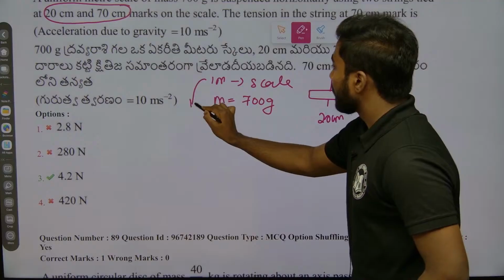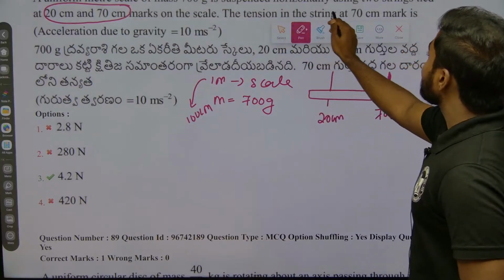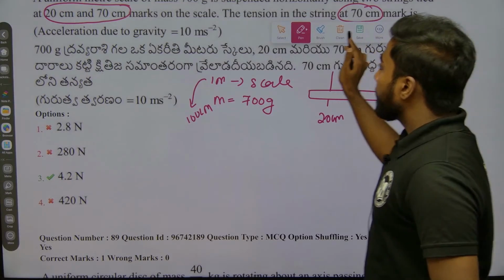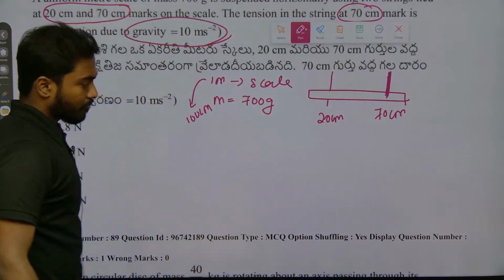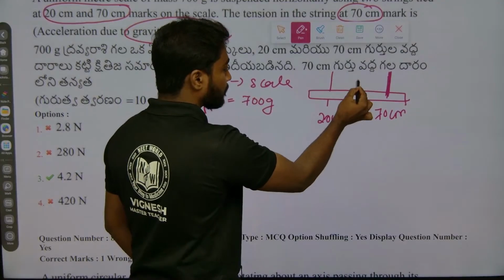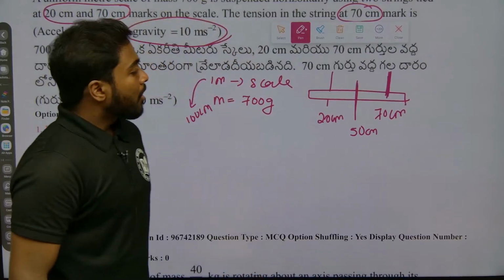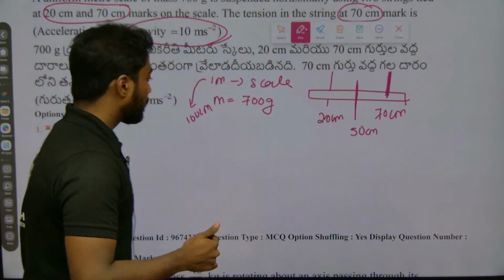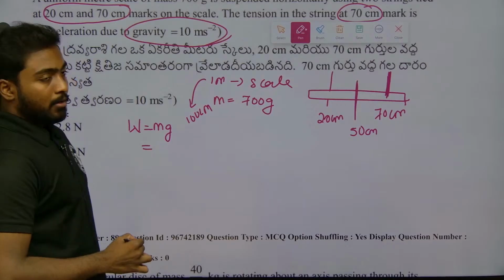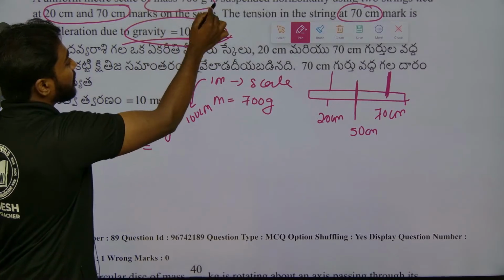So this is 100 centimeter, no? So this 100 centimeter scale. Then the tension in the string at 70 centimeter, I need to find what is the tension. Okay, now the gravity is given. Let me take the center. What is the center point of the scale here? 50 centimeter. Okay, now what is the weight of the scale? Weight of the scale, that is W is equals to mg, right? That's why they have given gravity, that is 10 meter per second square. We need to use it.